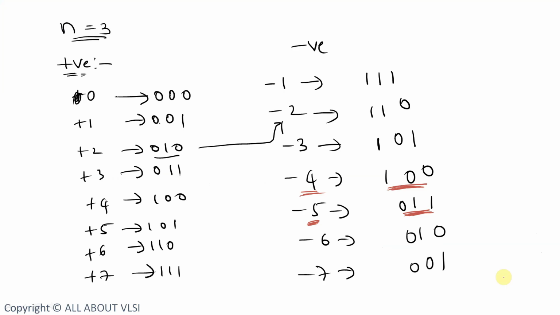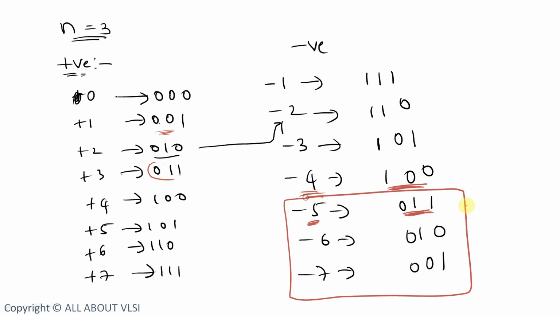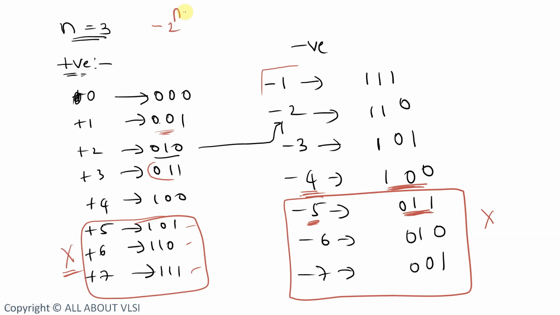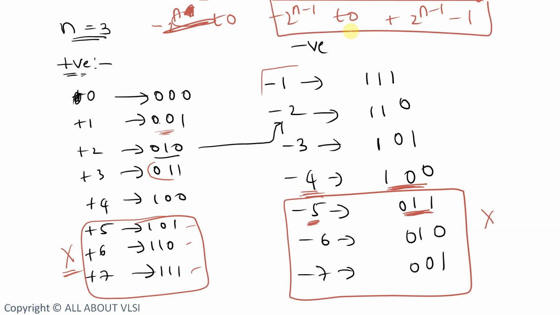Here also we have this 011, and 010 appears again, and 001 appears again. So we are not going to consider these numbers. On the positive side, we also have 101, 110 and 111, and these numbers also conflict with this particular range of numbers, so we are not going to consider them. So the range is from minus 2 power n minus 1 to plus 2 power n minus 1 minus 1. This is the range of the 2's complement form of representation.